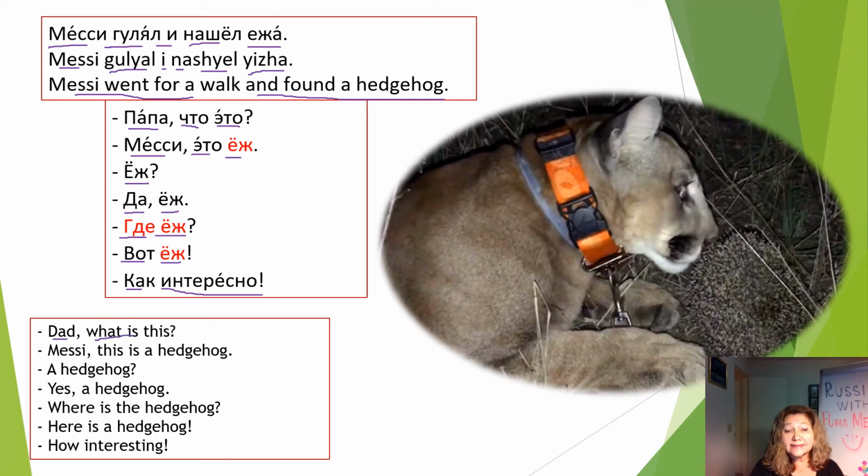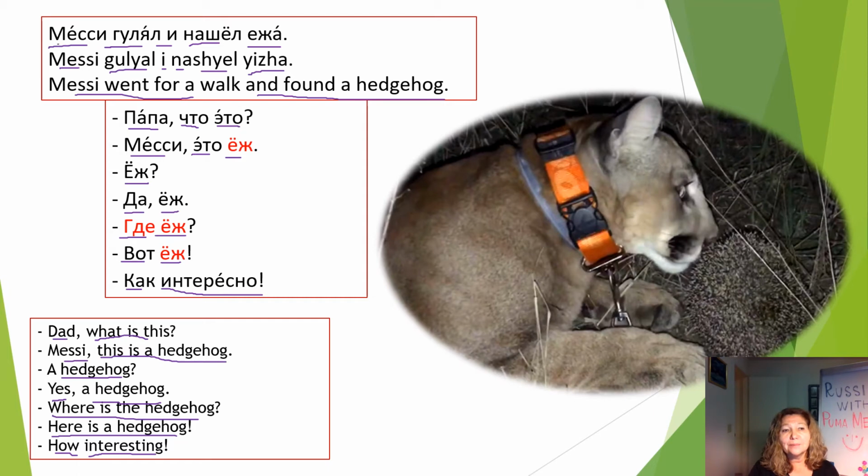Here's our translation. Daddy, what is this? Messi, this is a hedgehog. A hedgehog. Yes, a hedgehog. Where is the hedgehog? Here is a hedgehog. How interesting. This is one of the rare occasions when a Russian word is much shorter than the English word, only two letters. Let's try to read the Russian sentences and dialogue without the help of any transliteration or transcription.